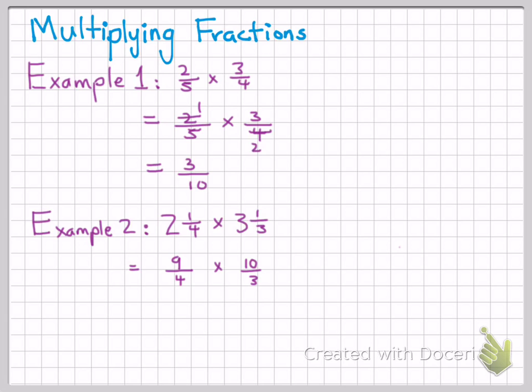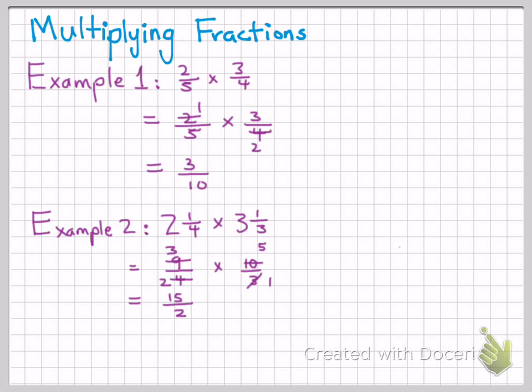Now we try and cancel down diagonally. 3 goes into 3 once and into the 9 3 times, and then I'm left with the 4 and the 10 in the other diagonal. 2 goes into both numbers. I cross them out, and so I can see that I'm left with 3 times 5 on the numerator, which is 15, and on the denominator, 2 times 1, to give me 15/2.